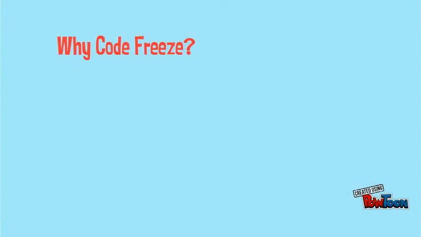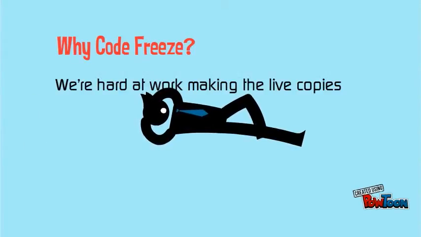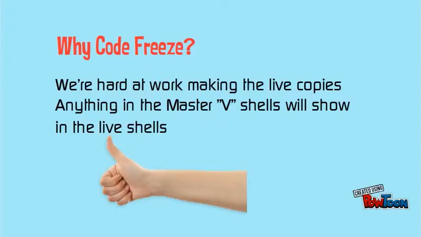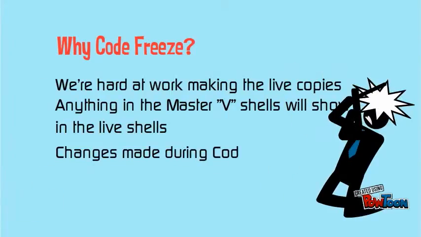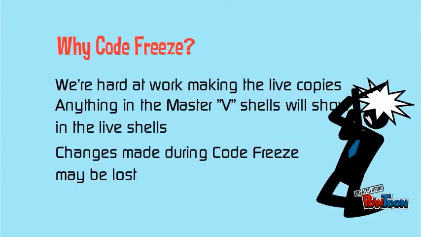Why, you may ask? The reason is that during this time, we are hard at work making copies of these master V shells that will become the live shells for upcoming terms. Anything that is in the master V shells as of the code freeze deadline will reflect in the copies. Any changes made during code freeze can be lost or will turn up partially done in the copies.